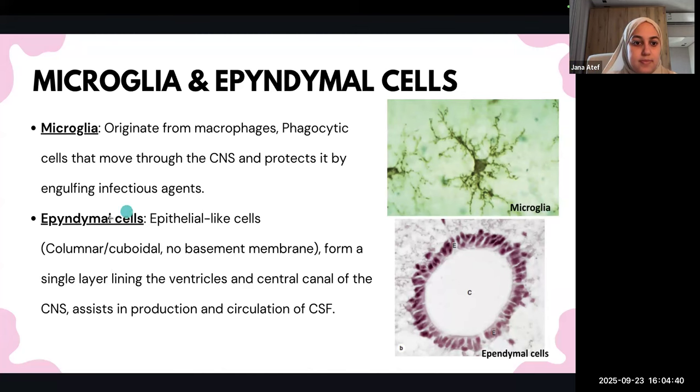Very simple. Now, the ependymal cells, these are very important cells because we took them again in neuro in second year, okay? Ependymal cells are the cells that release or assist in the production of CSF. What is CSF?